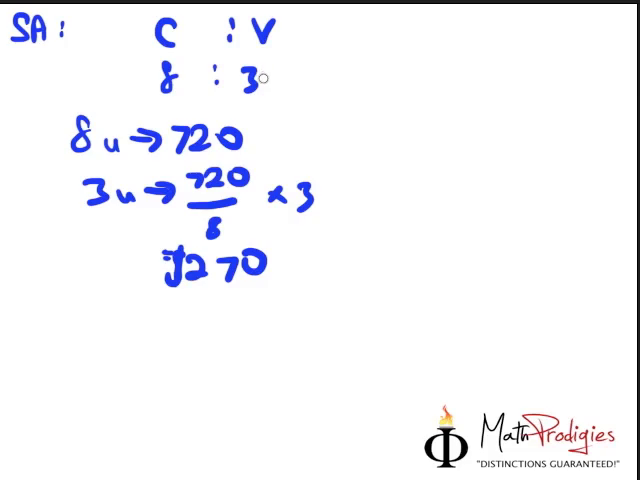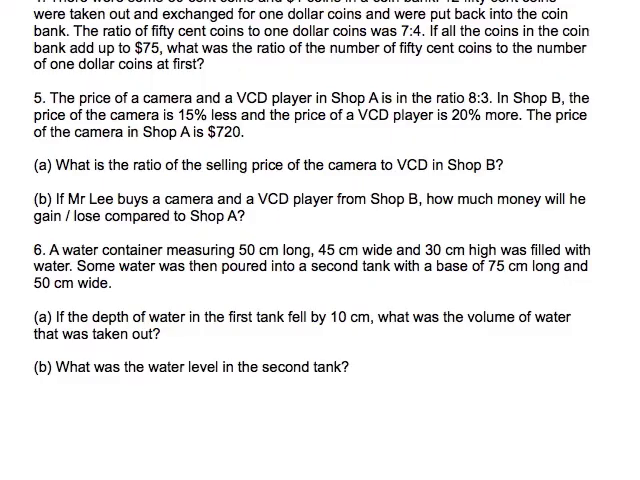So camera to VCD in shop A would be 720 to $270. Now, let's take a look at the next part.